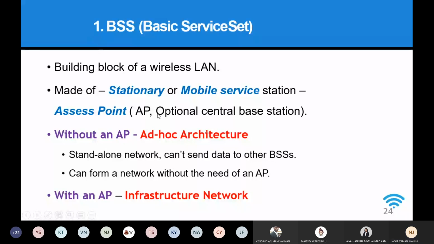BSS is what? BSS is the building block of a wireless network. Building block means it's the base, a necessary component of the wireless network. It can be made of stationary or mobile wireless stations, not an issue, with access points, which we will focus on as AP later on, so not to be confused with this one, and an optional central base station. Without an AP, this is known as an ad hoc network.